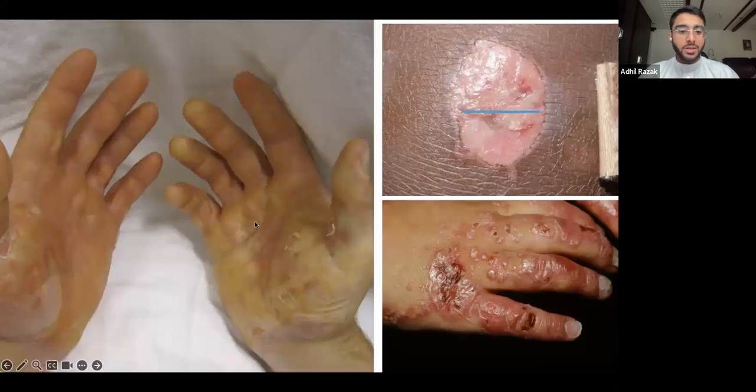Yeah, so this is the image, more images. So the hands right here are of a much older patient, so it's not a little child. But the image on the right is of a younger patient. As you can see, it's an ugly condition. So it forms these blisters. It can lead to bleeding and ulcers. It's pretty bad.